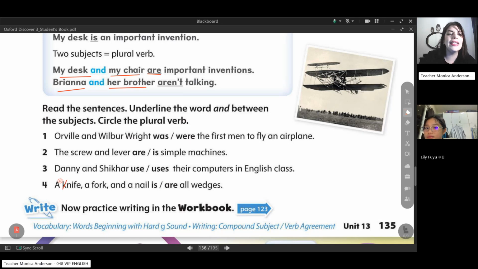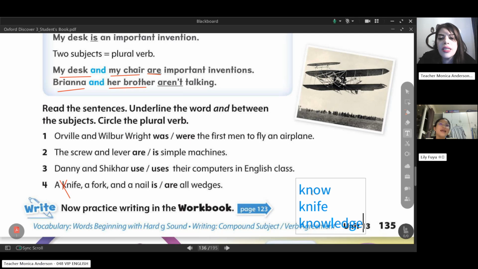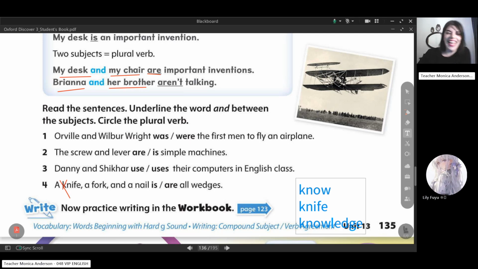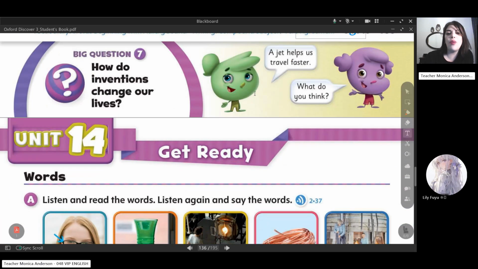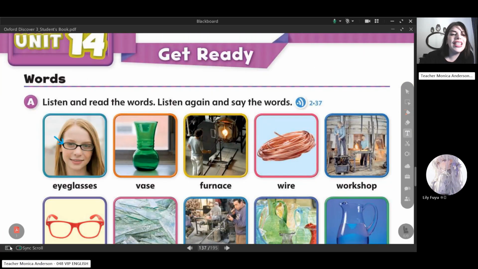Oh my goodness. Knife, the K is silent, just knife. Let me say something. For example, knife, and we have knowledge. So as you can see, the K is silent. Let's kill this kite, because we write it, but we don't read it. So K is silent. We don't read it, we don't pronounce it. We just write it.